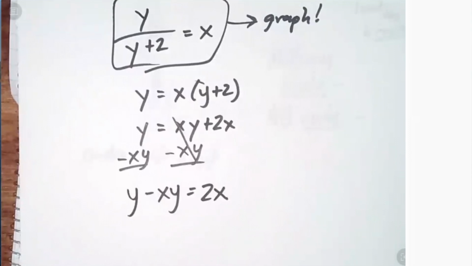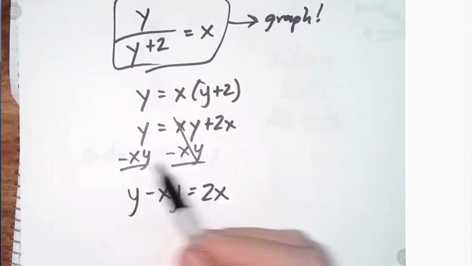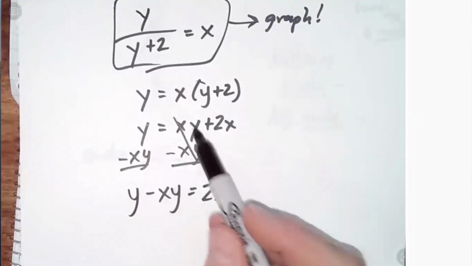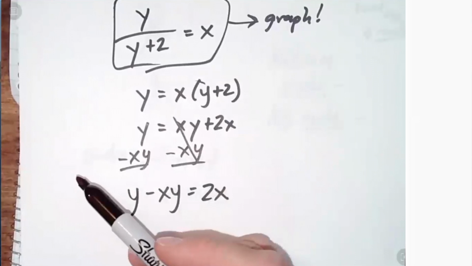Well, y minus xy equals 2x? Yeah. And we're trying to get y by itself. We needed to move everything that had a y variable, so the xy, to the same side. All the y is on the same side.